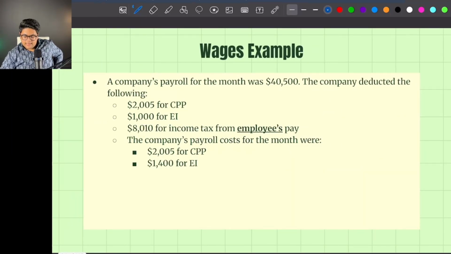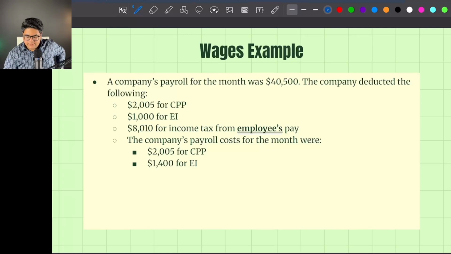All right, wages example. A company's payroll for the month was $40,500. The company deducted the following: $2,005 for CPP, $1,000 for EI, and $8,010 for income tax from the employee's pay. Whatever money the employee received, $8,010 was deducted to be given to the CRA. Also, the company's payroll costs for the month were $2,005 for CPP and $1,400 for EI.